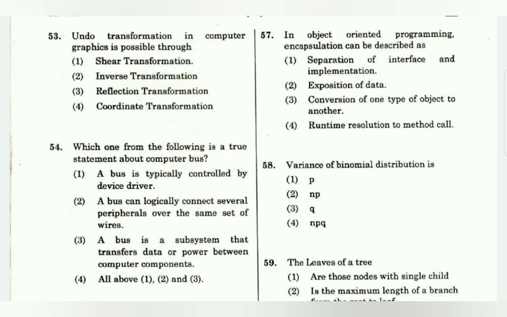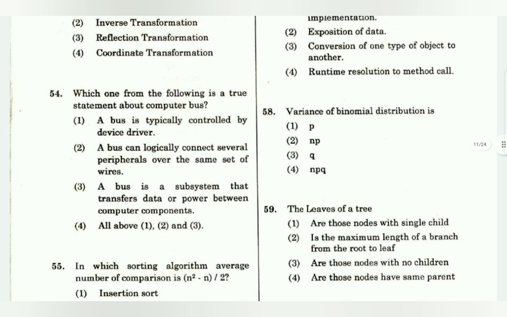Undo transformation in computer graphics is possible through... To undo a transformation, we apply the inverse transformation of the original one. For example, if we apply a rotation of 30 degrees, the inverse transformation would be a rotation of minus 30 degrees. So option 2, inverse transformation, is the correct answer.